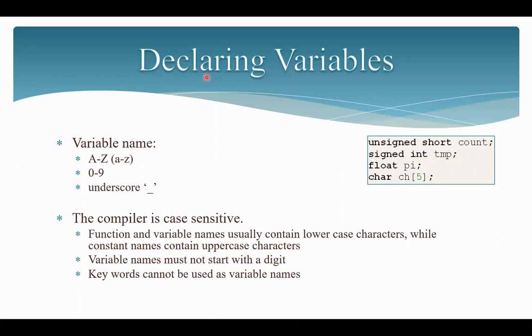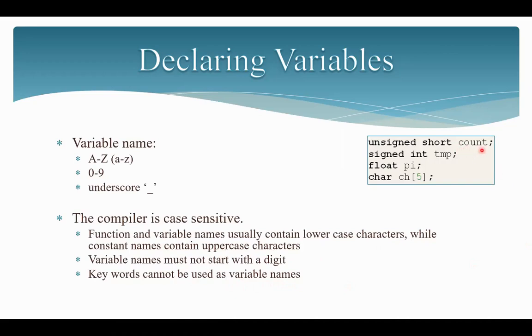Whenever we declare some variables, the variable names can be written using alphabets, capital and small letters, and you can have numbers in the variable name, and you can have underscore in the variable names. Variable names cannot start with a digit. You have to start them either with an underscore or with a letter. Function and variable names usually contain lowercase characters, and for constants we use capital letters. There are also some fixed keywords in the compiler which cannot be used as variable names. And here you can see some examples.